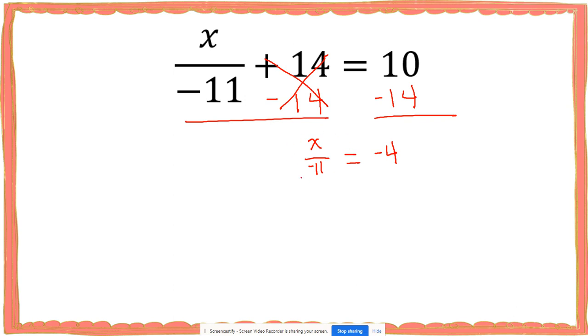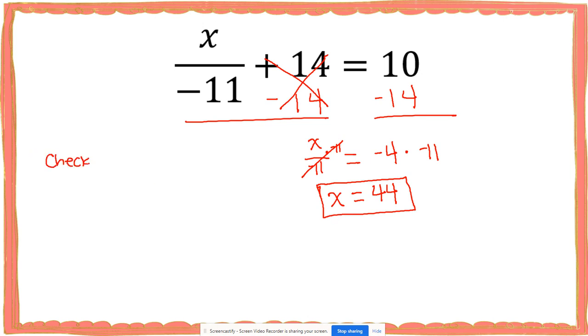Now I need to get x by itself, and I see that x is being divided by negative 11, so the inverse of dividing by negative 11 is multiplying by negative 11, which I'm going to do on both sides of my equation. These will cancel to make 1, so I'm left with just 1x, which is x, and negative 4 times negative 11 gives me positive 44. So my value of x here is positive 44.